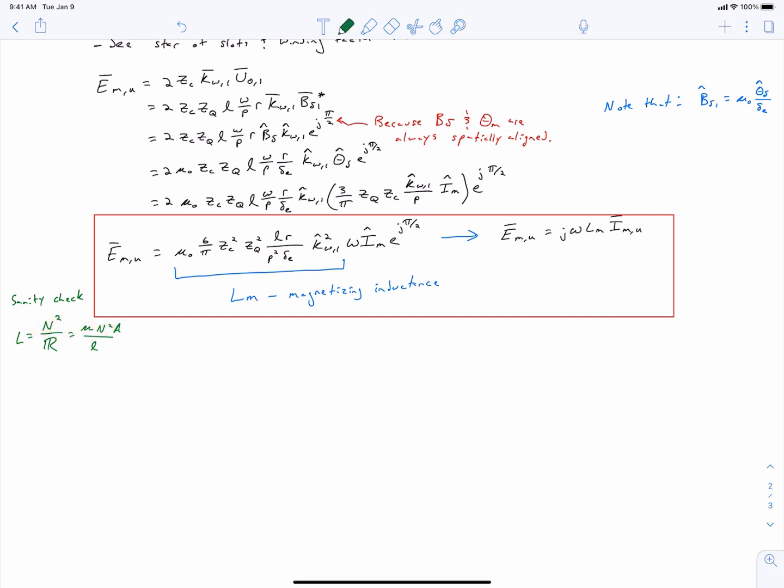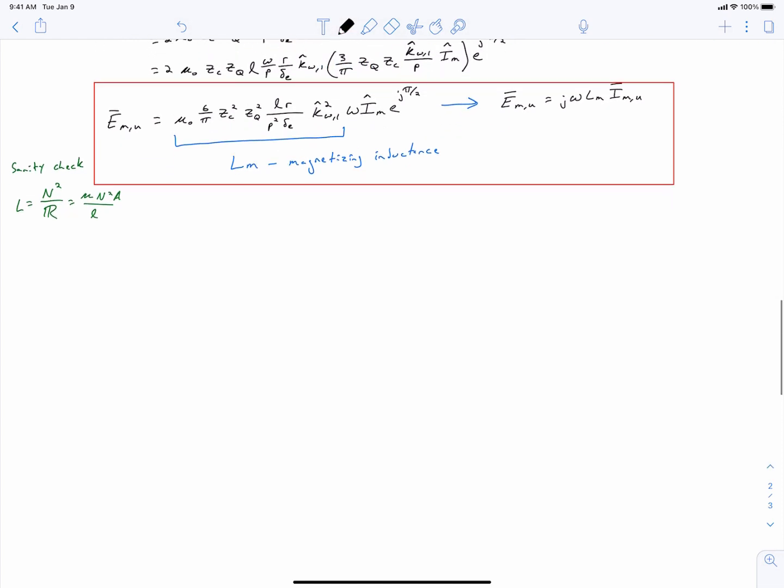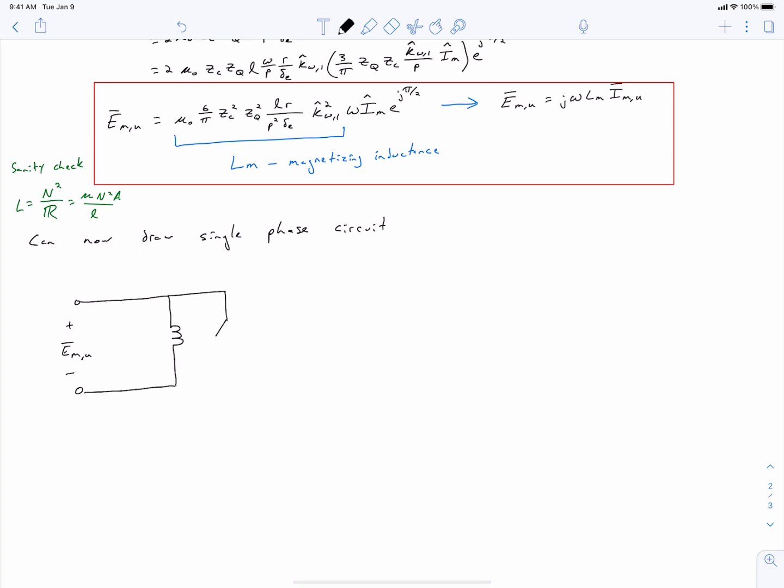Great. So we just found the magnetizing inductance of our machine. Let's now go ahead and try to draw our single-phase circuit. And so we're able to say that we've got a voltage, which is our back EMF, that sees an inductance in parallel with a current source.